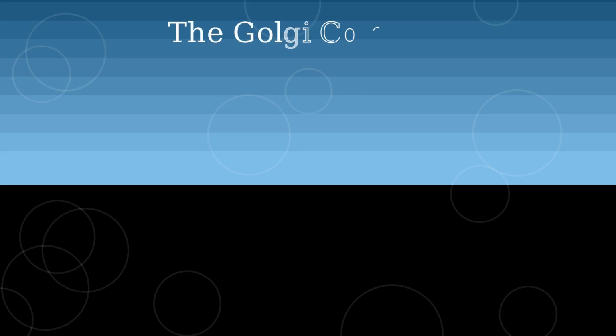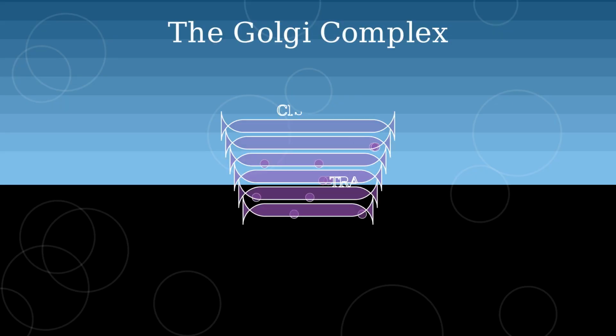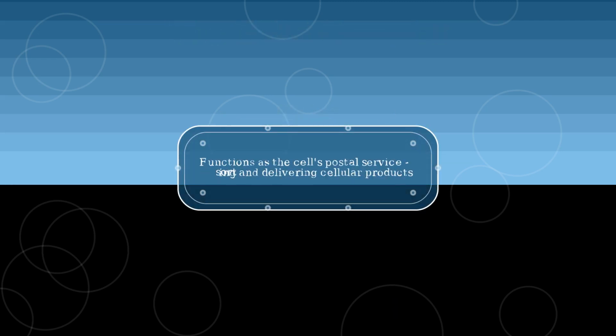The Golgi complex, also called Golgi apparatus, consists of flattened, stacked sacs. The Golgi complex receives substances from the endoplasmic reticulum on its cis face, modifies them, and packages them for transport on its trans face. The Golgi complex functions like the cell's postal service, receiving, sorting, and directing substances to their required destinations. Additionally, the Golgi complex produces carbohydrates such as cellulose for plant cell walls and glycoproteins for secretion.